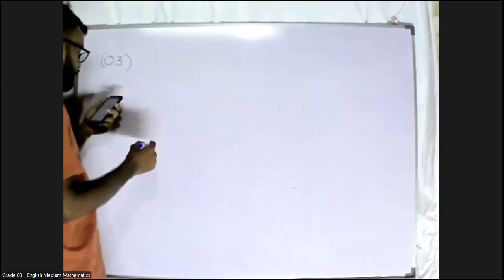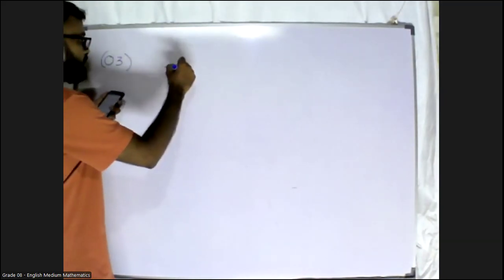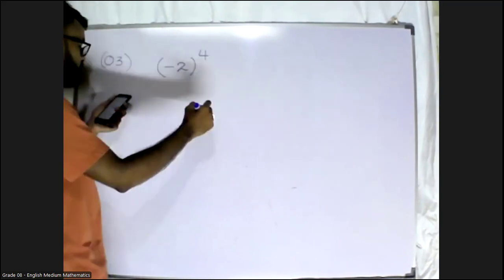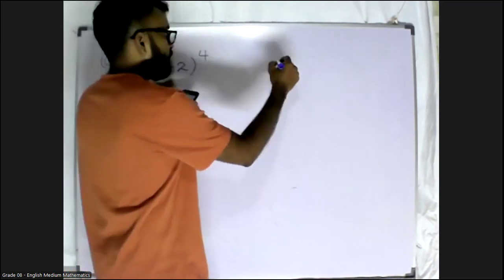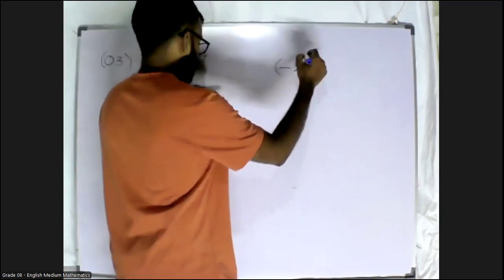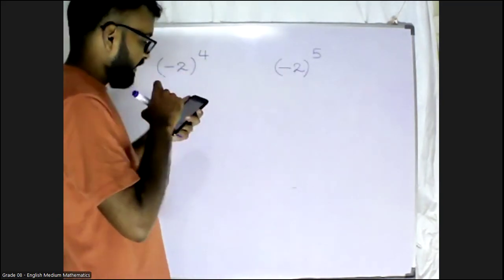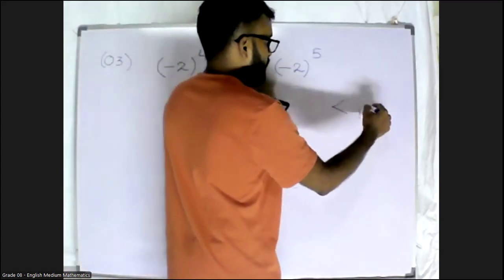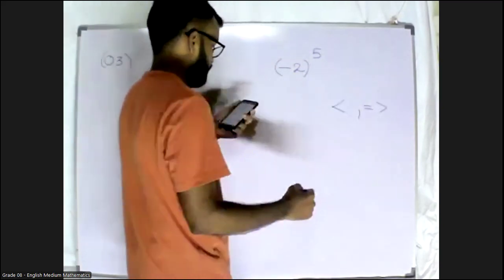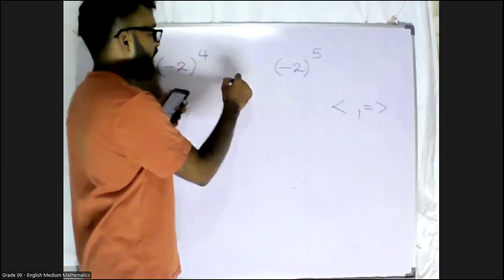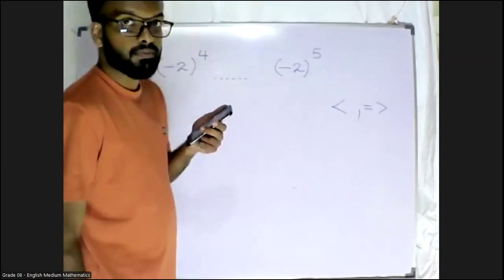From the paper, here's something like -2 to the power 4 and -2 to the power 5. So you have to choose which one is smaller or which one is greater.